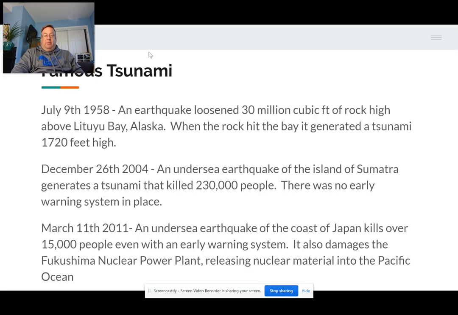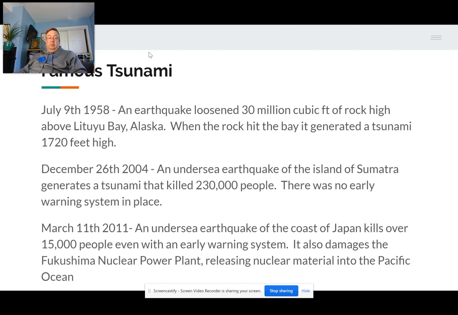Okay, so some famous tsunamis. July 9th, 1958, we had an earthquake. 30 million cubic feet of rock high above Lituya Bay in Alaska hit the bay, and it generated a tsunami wave that was 1,700 feet high. That is quite high. 1,700 feet is putting that somewhere around a third of a mile. So if you took the track, which is a quarter mile, and made it a straight line and stood that straight up, it's a little bit higher than that.